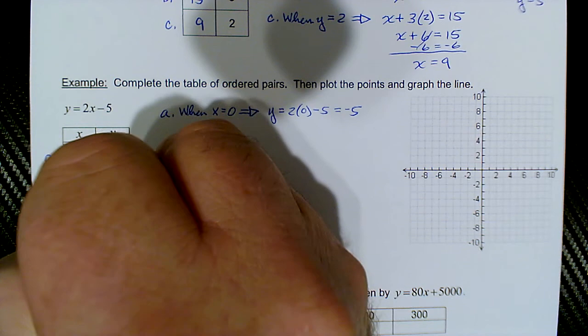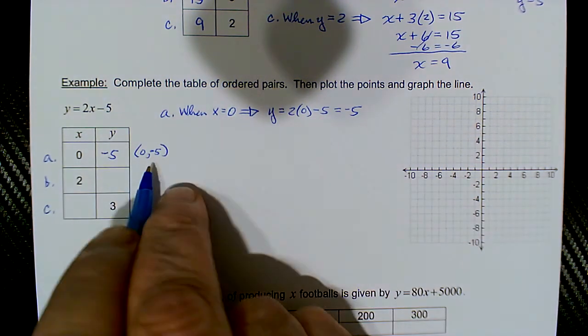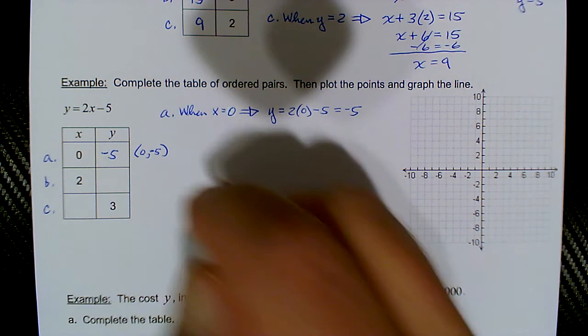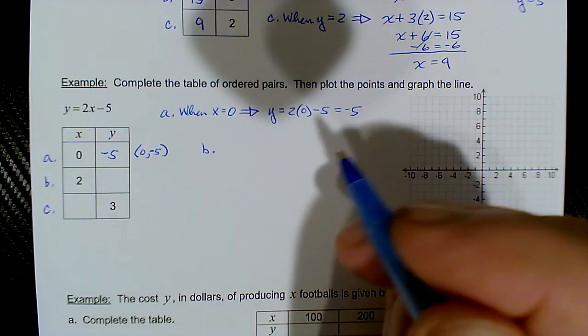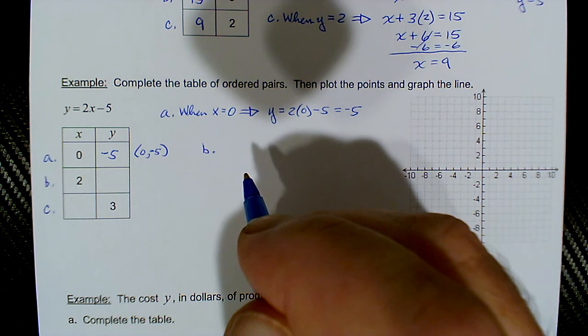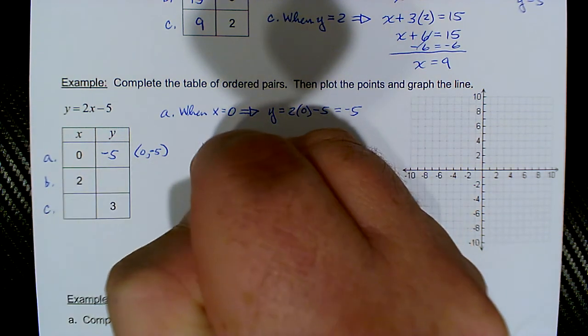But now I'm going to list the ordered pair, 0, negative 5. And we'll plot that momentarily. I think I'm going to wait and do the rest of it. We'll do part B, and then we'll plot all 3 points at once. So part B is when x equals 2.